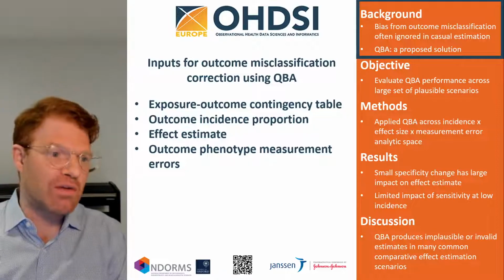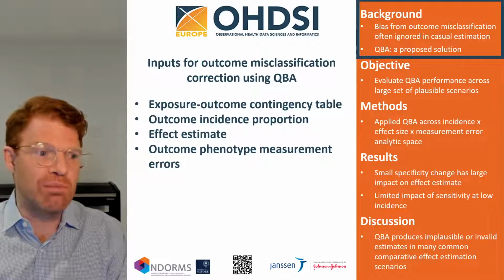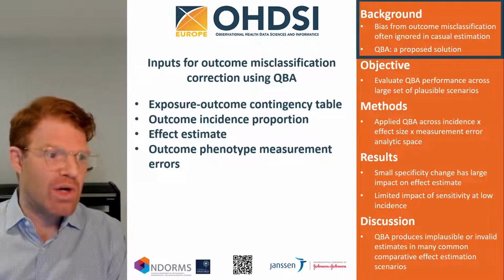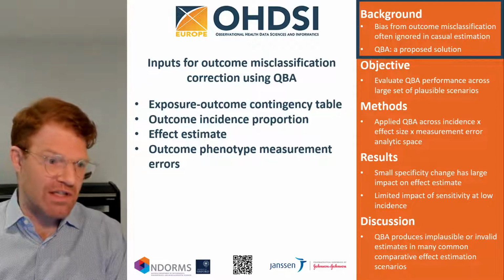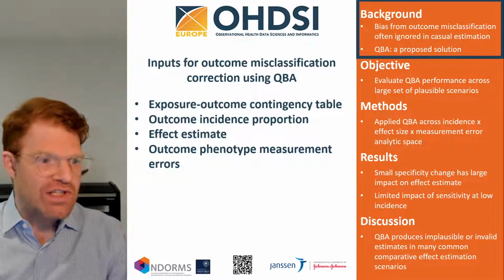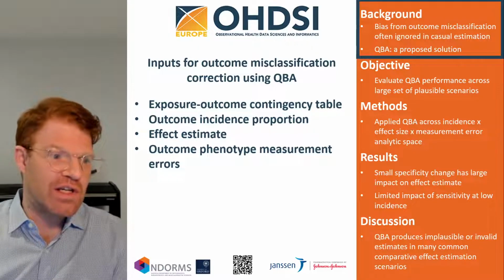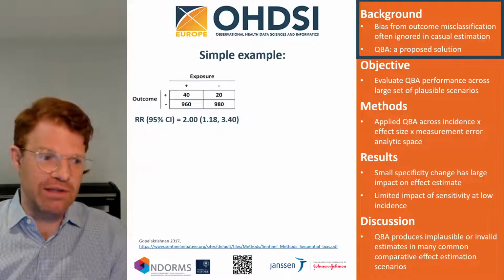QBA methods can correct effect estimates subject to outcome misclassification given the following inputs: an exposure outcome contingency table, like the common 2x2 table, which provides the outcome incidence proportion and effect estimates such as an odds ratio. It also needs the outcome phenotype definition measurement errors derived from a validation study, such as sensitivity and specificity, or positive predictive value and negative predictive value.